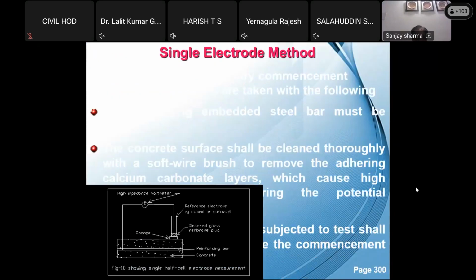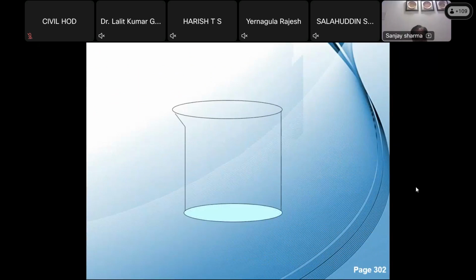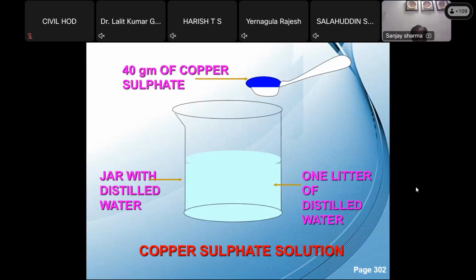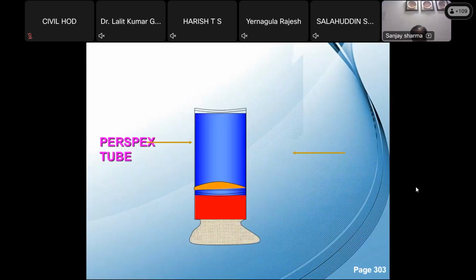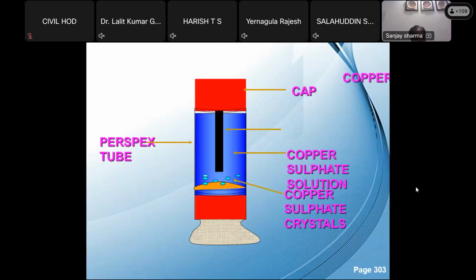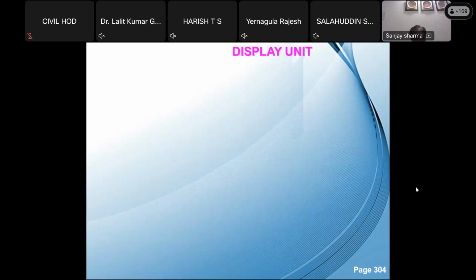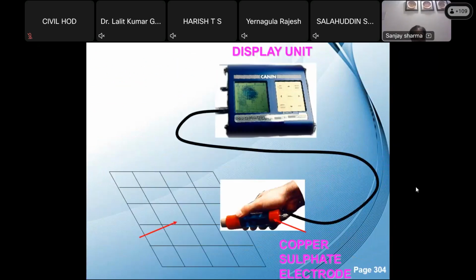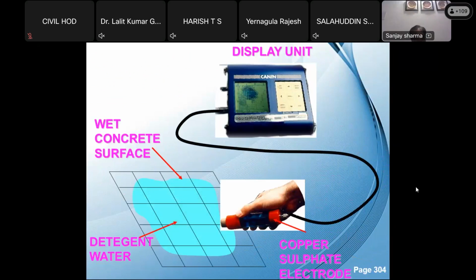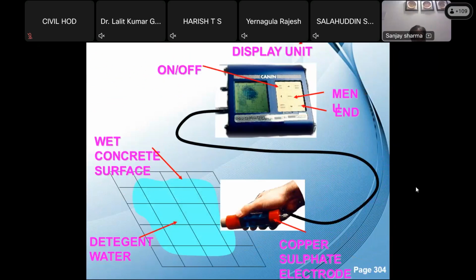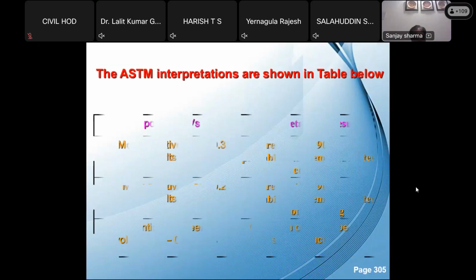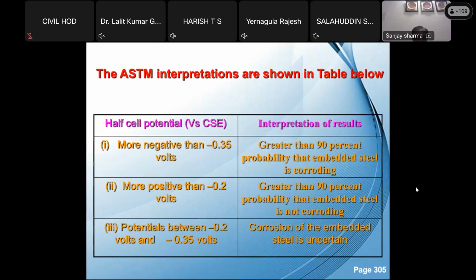Here is the type of instrument, the half-cell potentiometer. You put copper sulfate solution in it, and it is connected to a display unit. Make the surface conducting and expose the wire, put one end to the wire and one end to the concrete surface, and measure these readings, and it will tell you the corrosion condition.